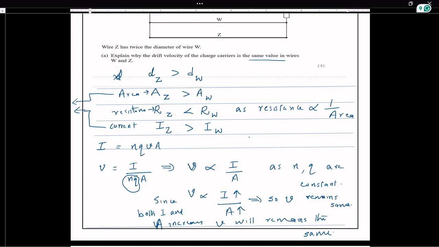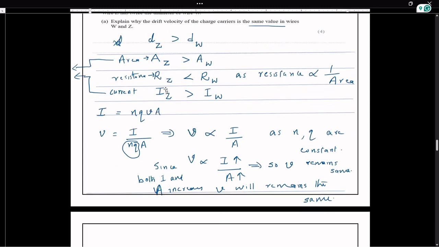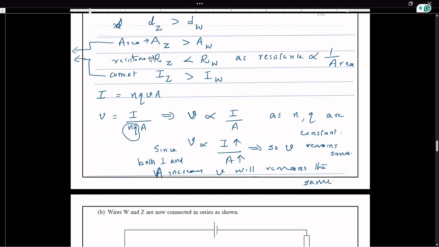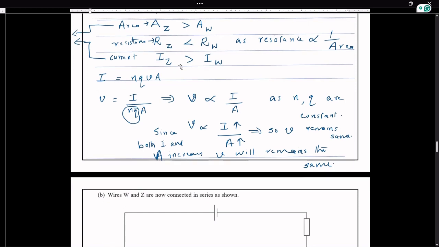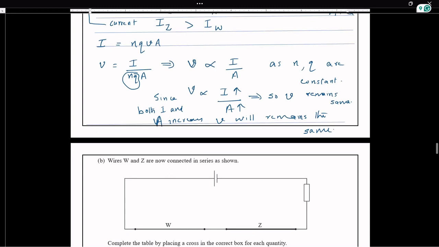So this is the answer we are getting. We started from the diameter, then the area, resistance, current. We saw that current and area are changing in the same manner. Current is more for Z, area also more for Z. Therefore, the drift velocity will remain the same. The change in area and change in the current are in the same manner. So, v will remain the same.